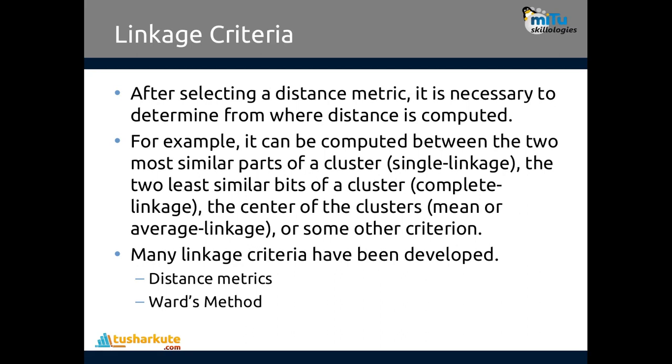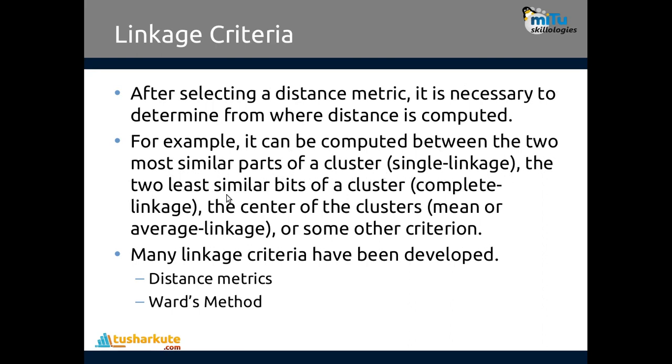Linkage criteria. These are the properties that are required to have a perfect hierarchical clustering mechanism. After selecting the distance metric, it is necessary to determine from where the distance is computed. Because if there is a single point in a cluster, it's okay. But if I want to find the distance from a group of elements in a cluster, then from where do you have to calculate the distance? For example, it can be computed using the two most similar parts of the clusters, called single linkage.